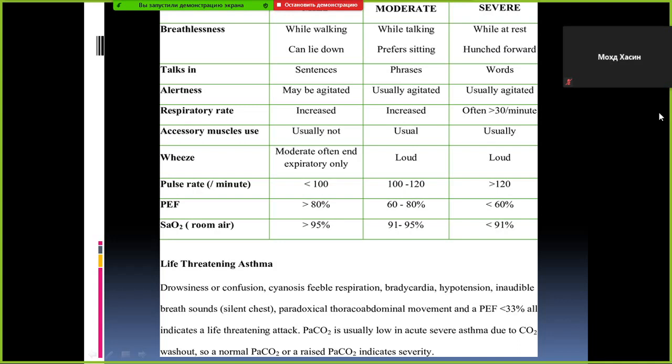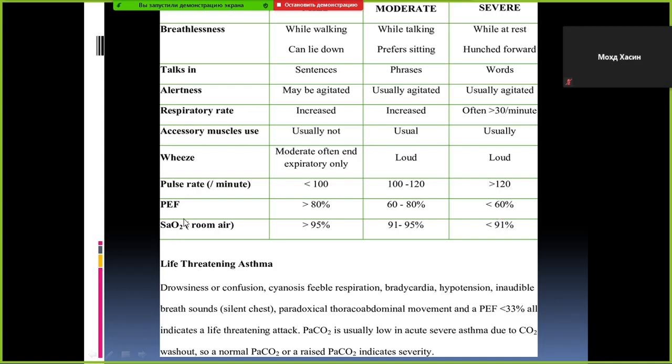This is the classification of the severity of a bronchial asthma attack: mild, moderate, and severe. We use such parameters as breathlessness, talking, alertness, respiratory rate, accessory muscle use, wheezing, pulse rate per minute, and peak expiratory flow, PEF. By peak flowmetry, not spirometry, we may assess the degree of severity of the attack. If PEF is more than 80%, it is mild; from 60 to 80%, moderate; and if it is less than 60%, it is a severe bronchial asthma attack.